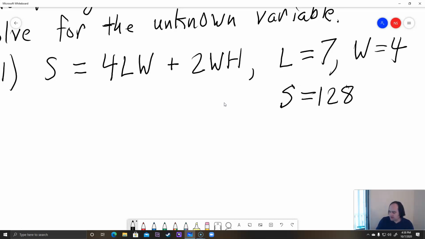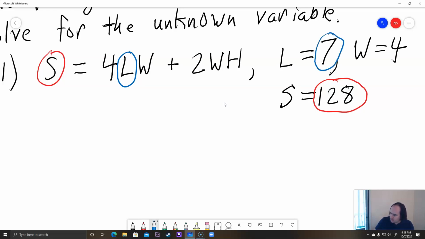Alright, so we're just going to be plugging everything in here. So let's start with the S. So we're going to be replacing the S with 128. We're going to be replacing every single L. Well, there's only one L here. We're going to replace that L with 7. And then we're going to replace these 2 W's with 4. So our first step is to just plug that all in.